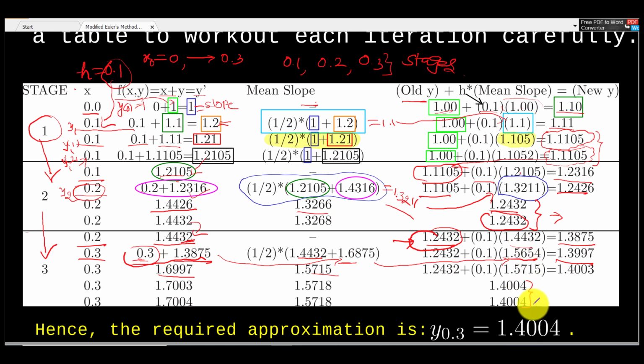Okay, so we can stop here in stage 3, and finally you can say that the correct answer or the desired answer or the required approximation for your problem or differential equation is 1.4004, right? And this is the answer that I have achieved through modified Euler's method or predictor-corrector method. So I hope with this video you will be able to understand the thorough idea about modified Euler's method and how to implement it.